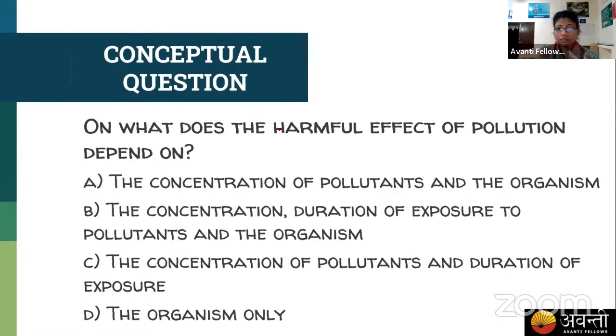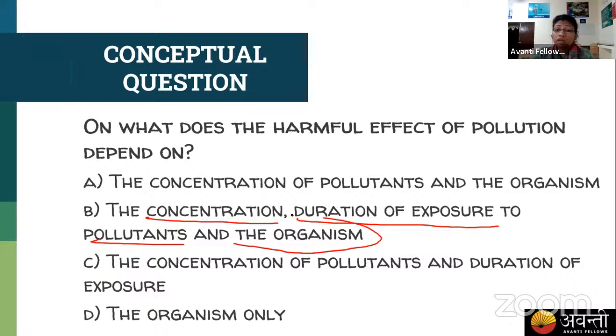So as I was explaining to you, the more exposure we have to the pollutant, the more the effect of that pollutant keeps on increasing. The harmful effects keep on increasing. It depends on the concentration, that is, how much pollution is there, the duration of the exposure, how much time we are exposed to that pollution, and of course the organism, what kind of organism we are. Only then we are going to know the effect. On each and every organism the pollution has different effects. So these are the three factors on which the pollution depends: the concentration of the pollutants, the duration of the exposure, and the type of organism.